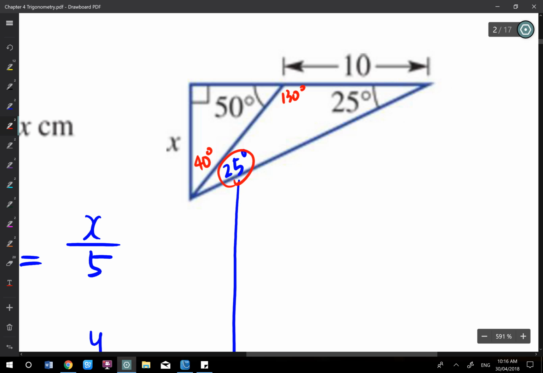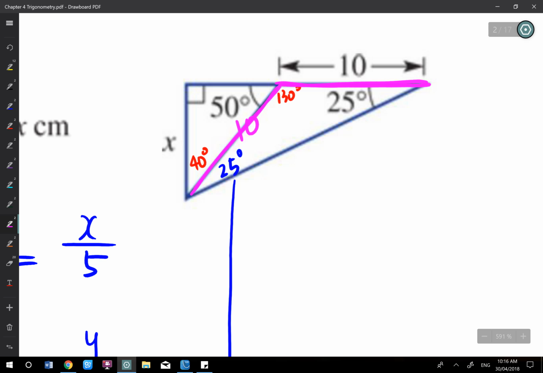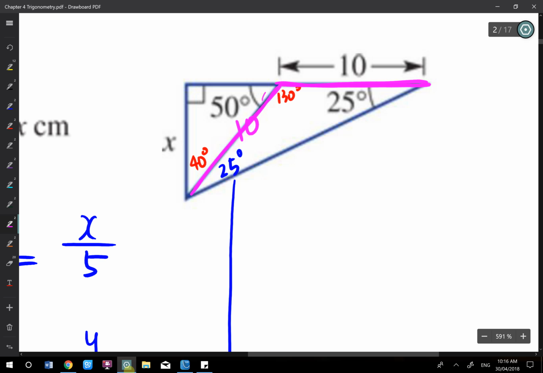But what I can have is I know this length will be 10 because it's isosceles. Those two pink lines equal each other. So that top part gives you 10, so this part will give you 10 as well. Therefore, I can use this right angle triangle to talk about things. I'm looking for the x. I know the hypotenuse. So what I can set up is sine 50 degrees equals x over 10.